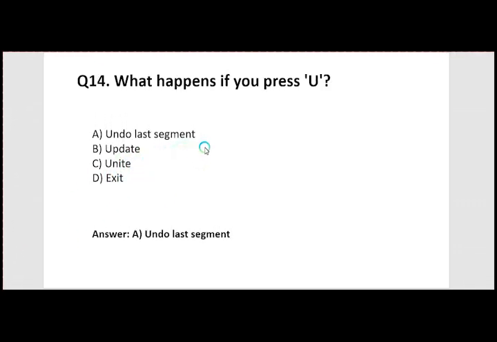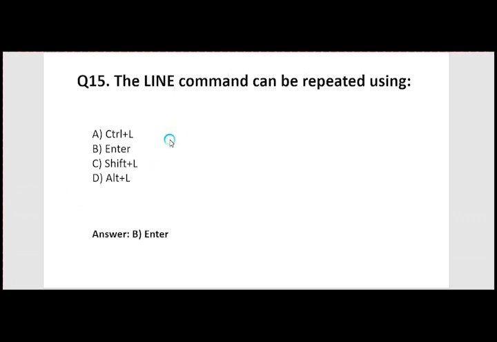Question number 14. What happens if you press U? A. Undo last segment, B. Update, C. Unite, D. Exit. Answer is undo last segment. Question number 15. The line command can be repeated using A. Control L, B. Enter, C. Shift plus L, D. Alt plus L. The answer is enter.